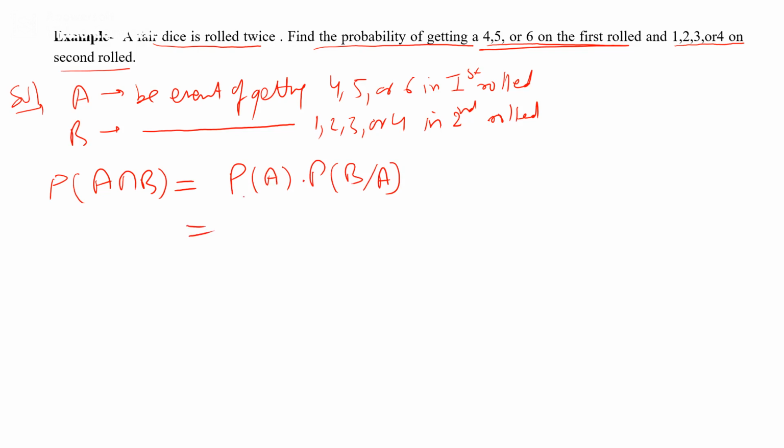So the probability of A, that is 4 or 5 or 6, means there are 3 numbers out of 6. So we say 3 by 6, and for event B when A has already occurred, how many numbers? 4 out of 6. So when we solve we get 1 by 3.